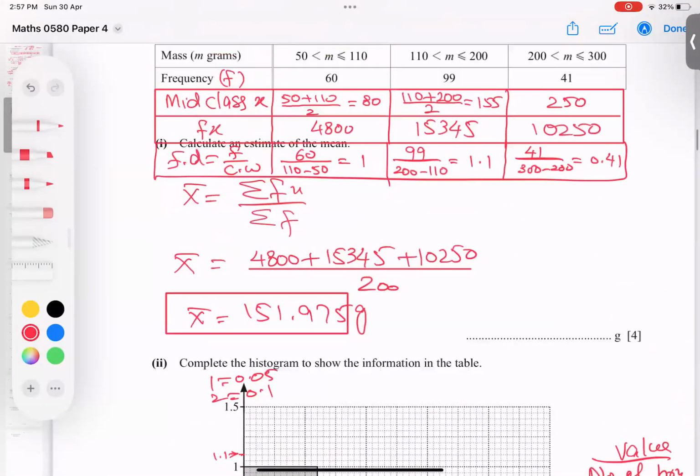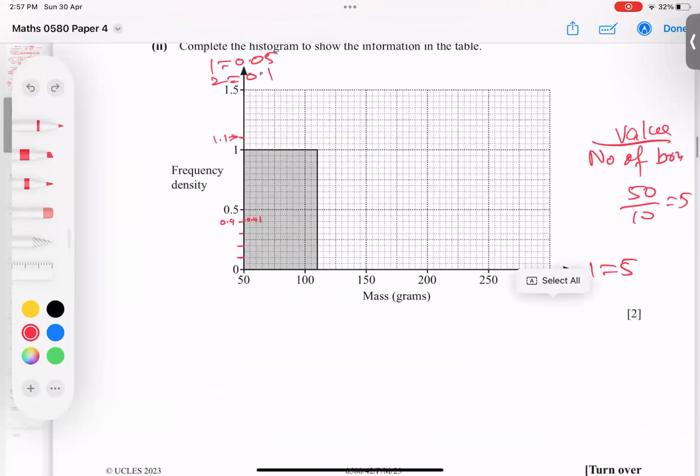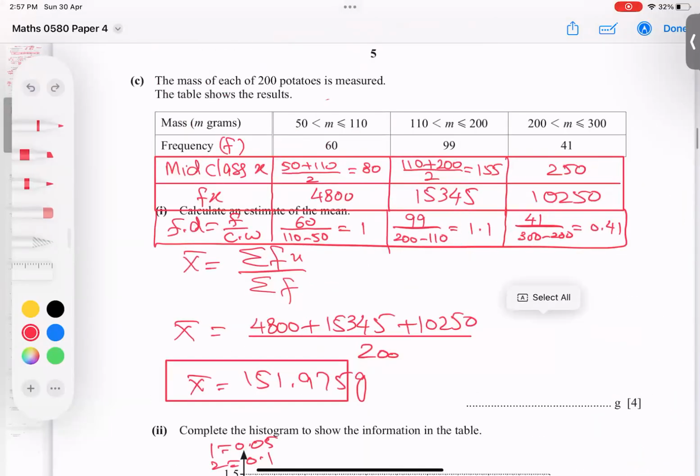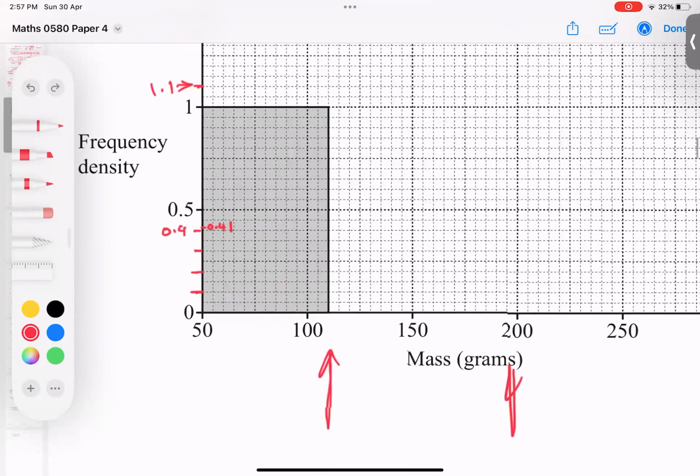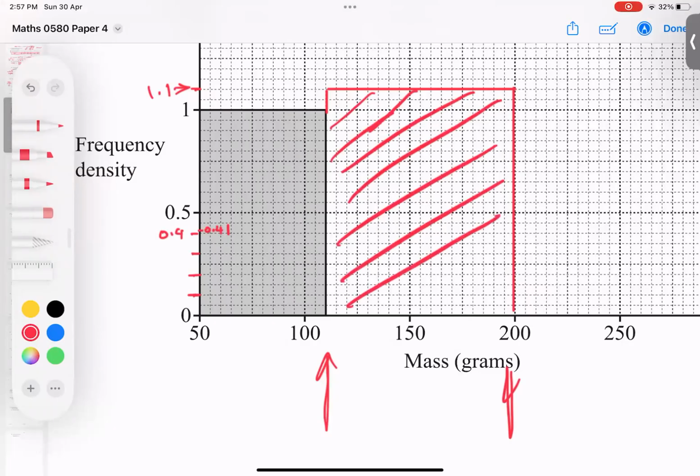So now what is in the second column? Starting 110, ending 200. What is the height, student? 1.1. So this is easy. So I'm going to make it. And this you can shade or not shade, no problem at all.